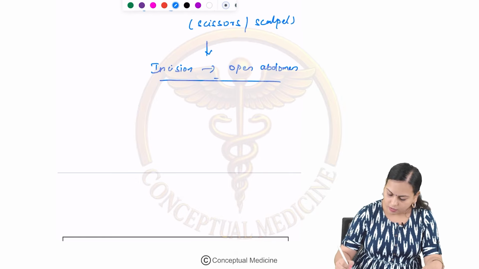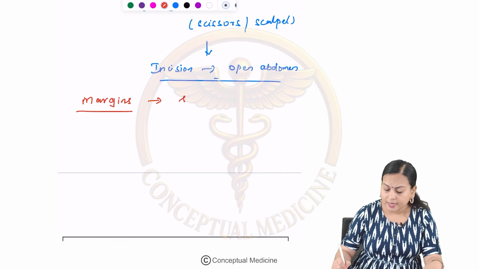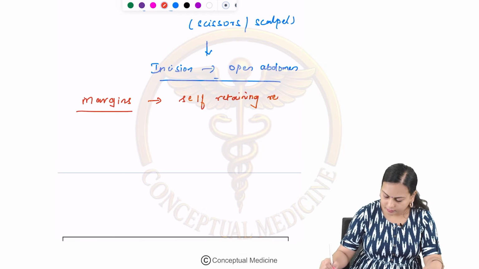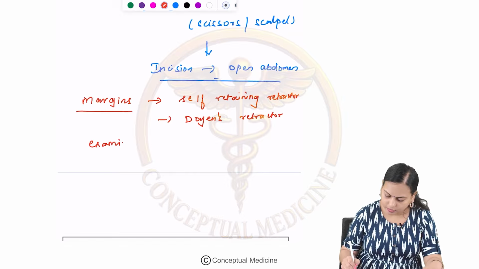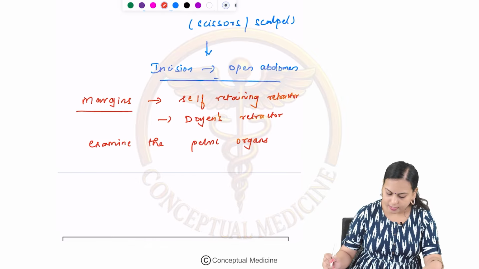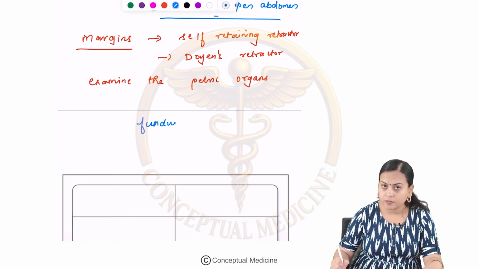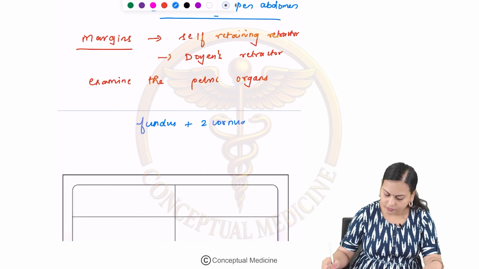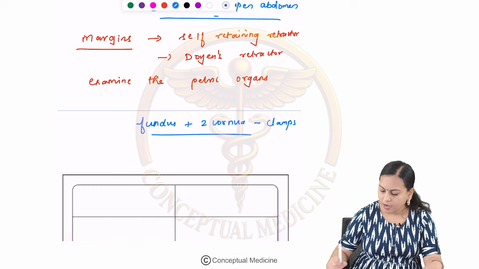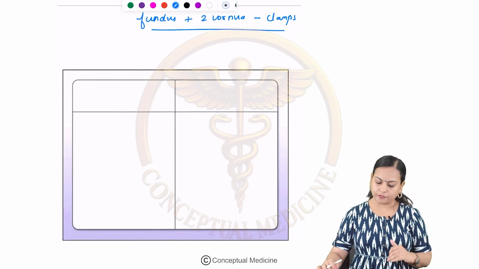Clear? Now, after this, the margins are retracted by either using a self-retaining retractor or even a simple Doyen's retractor, and then you have to examine the pelvic organs, and then the fundus along with the 2 cornua are held using clamps. You have to pack the bowel also away from the operative field.